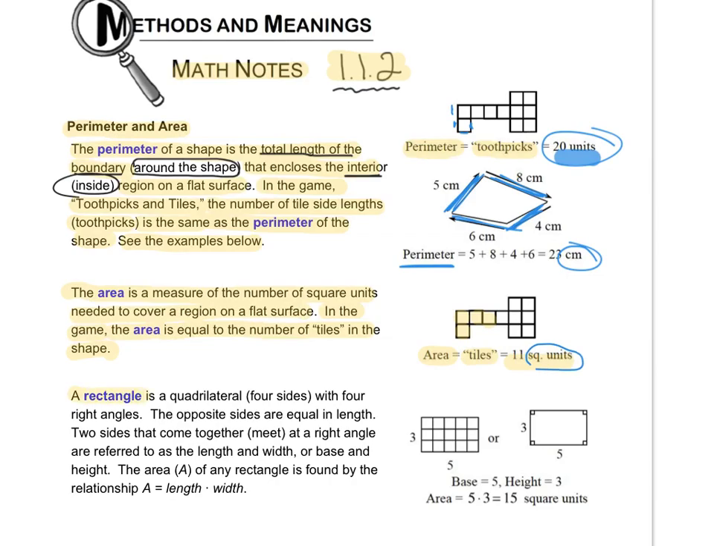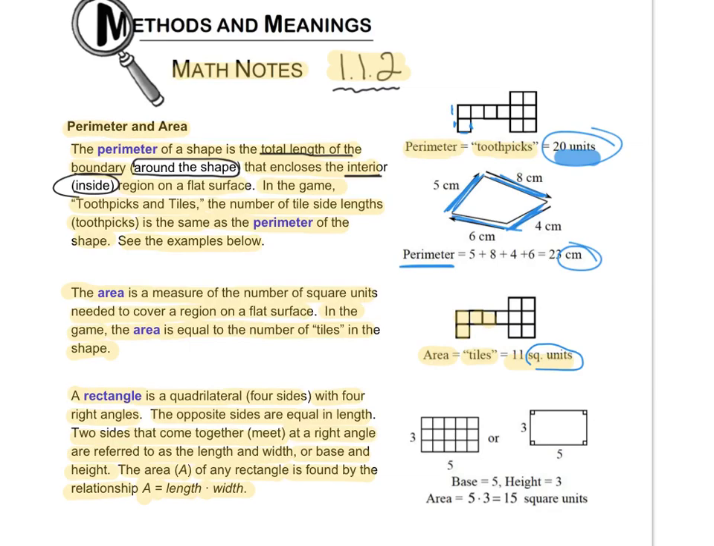A rectangle is a quadrilateral, 4 sides, with 4 right angles. The opposite sides are equal in length. The 2 sides that come together or meet at the right angle are referred to as the length and width, or base and height. The area A of any rectangle is found by the relationship A equals length times width.